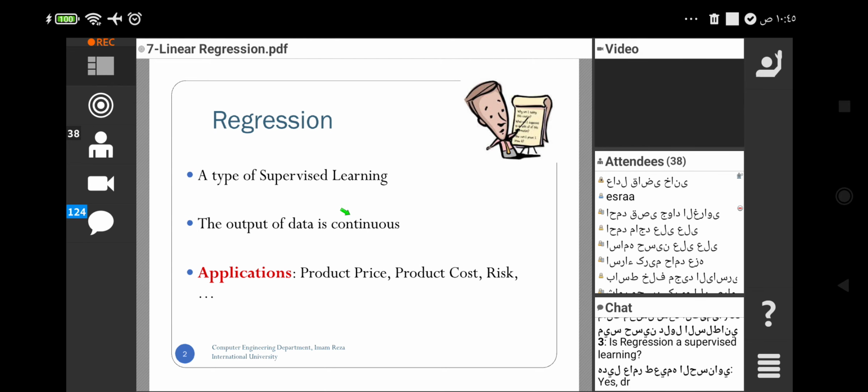Yes, regression is supervised learning. Supervised learning means that in this type of learning, we have the outputs of our data. In the learning, we have the inputs and the output. If we don't have the output, it is not supervised learning. In both regression and classification, we have the outputs of the data, so it is called supervised learning.